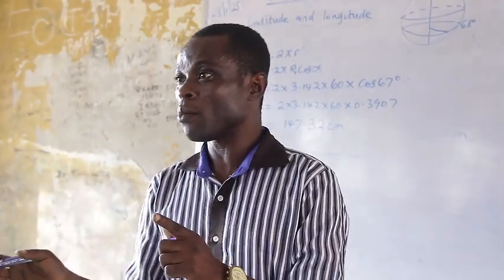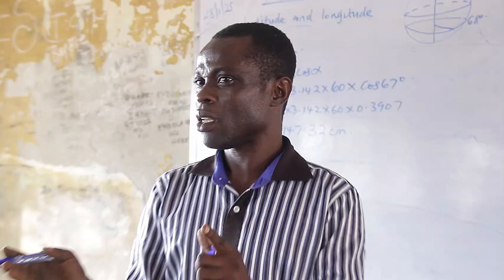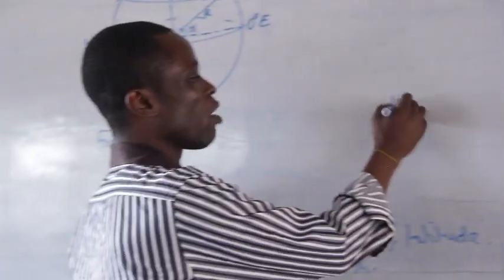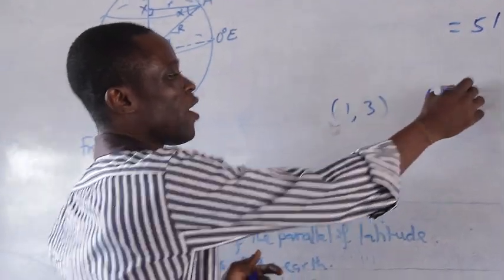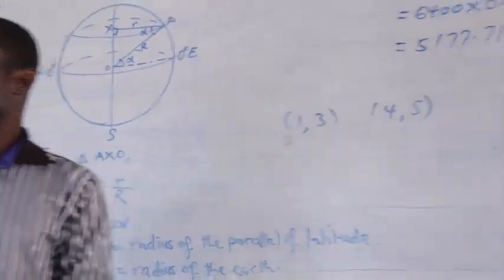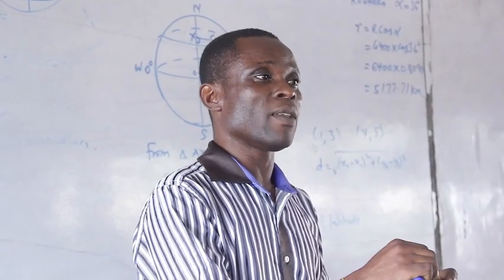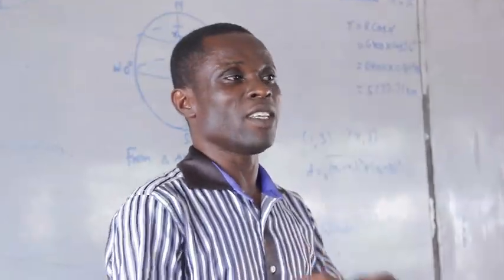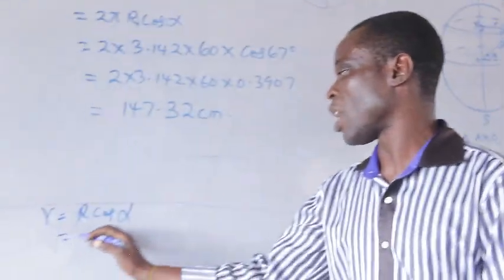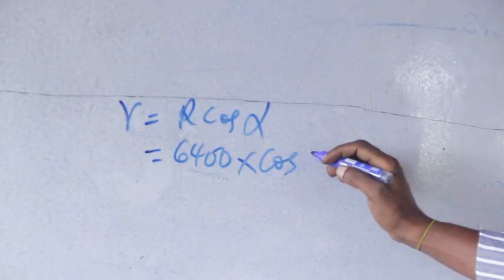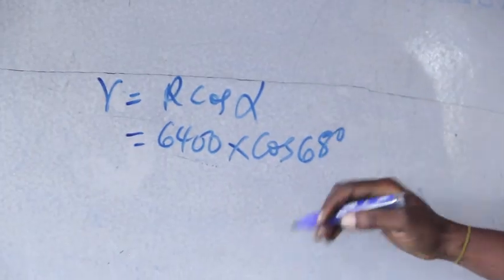Am I communicating? What I'm saying is this. When you have something like 1,3 and 4,5, and you want to find the distance between 2 points, that is where you can say, distance is equal to square root of that. Here, it is the distance from the center of the circle to any part of the circumference. And in the question we have 6,400 kilometers. Alpha is what? 68 degrees. Please calculate that.